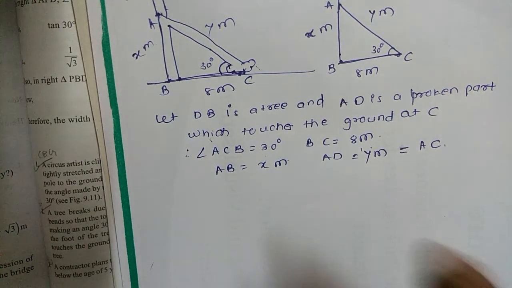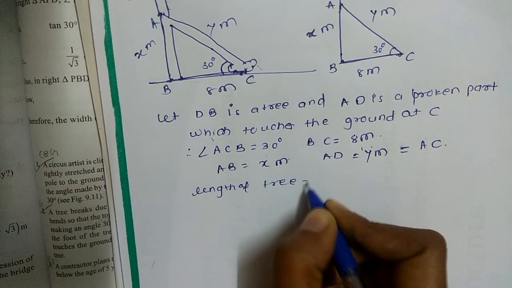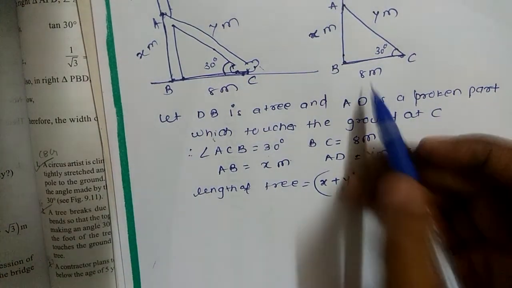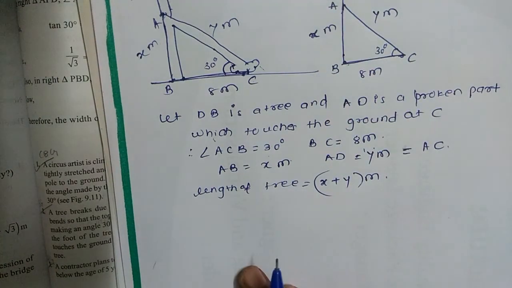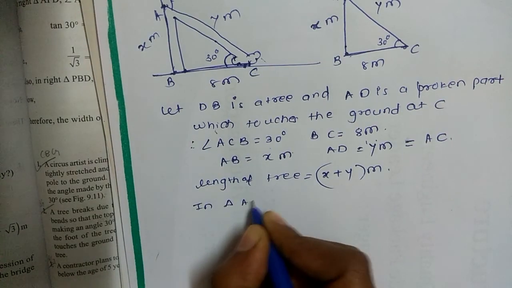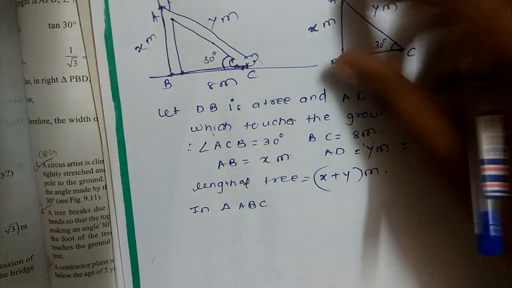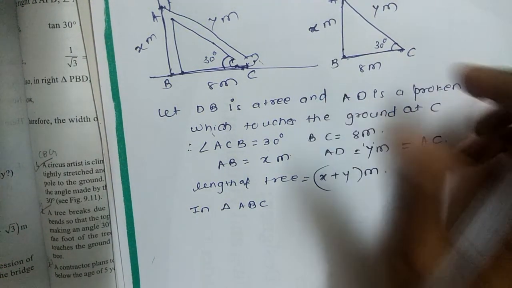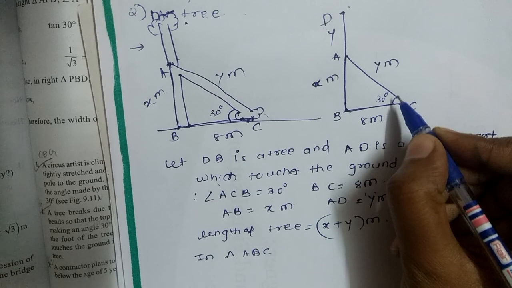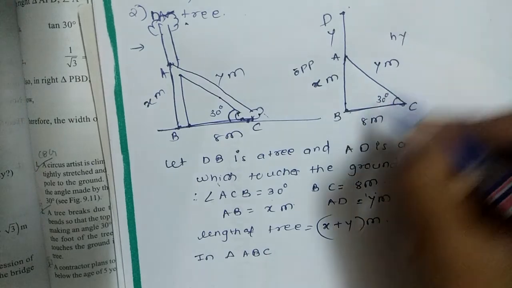First we will write the total length of the tree. Length of the tree DB equals x plus y together, and as it is given in meters, we have to find the answer in meters. Now we have the triangle ABC. In triangle ABC we will see which parts we have to find out. We have to find AB and AC. We will take the trigonometric ratios where we have the unknown, that is AB, and the known part. According to this acute angle, this is opposite, this is hypotenuse and this is the adjacent side.